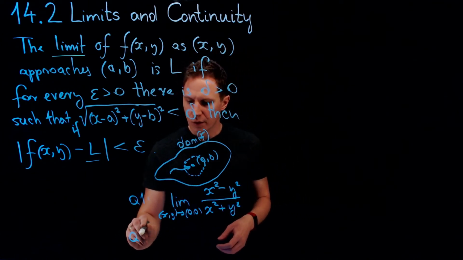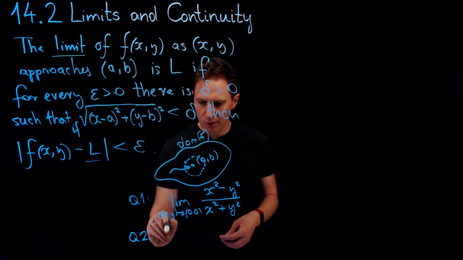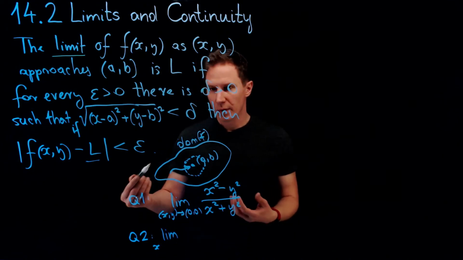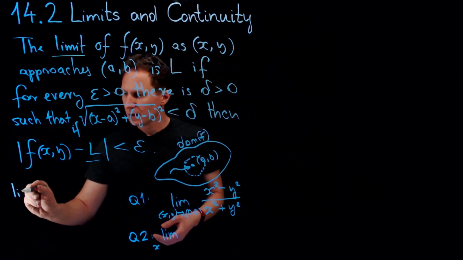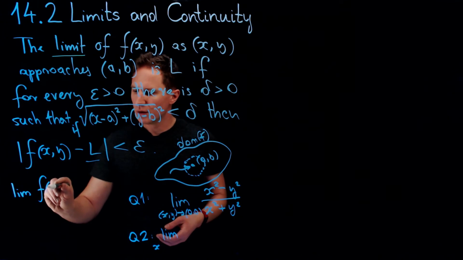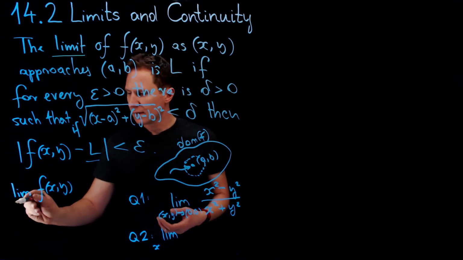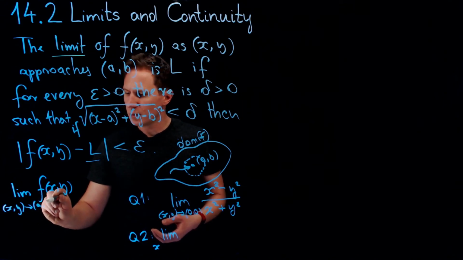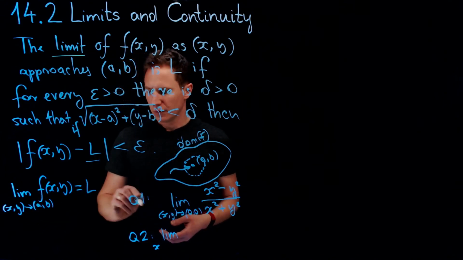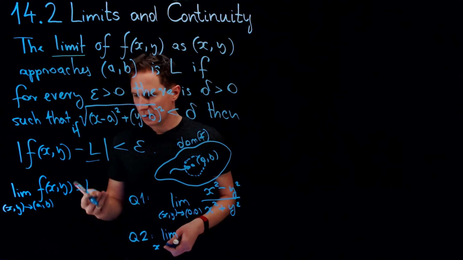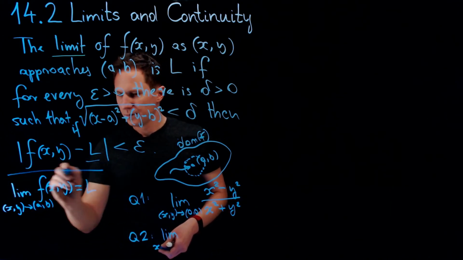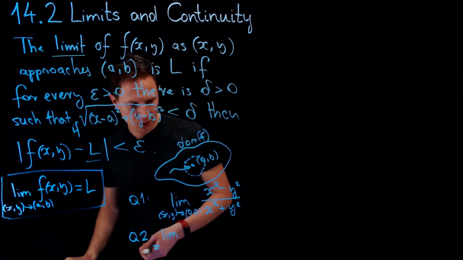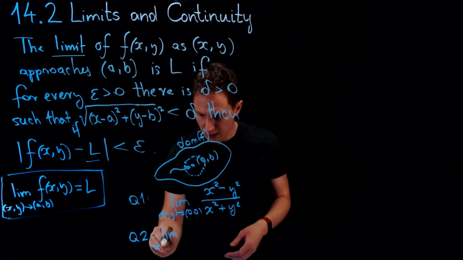Let's look at a different example, and decide whether this limit would make sense. By the way, I should have told you that the notation is similar to the one-variable case. We say that the limit of f of x and y as (x, y) goes to (a, b) is L. That's the notation that we can use for limits.